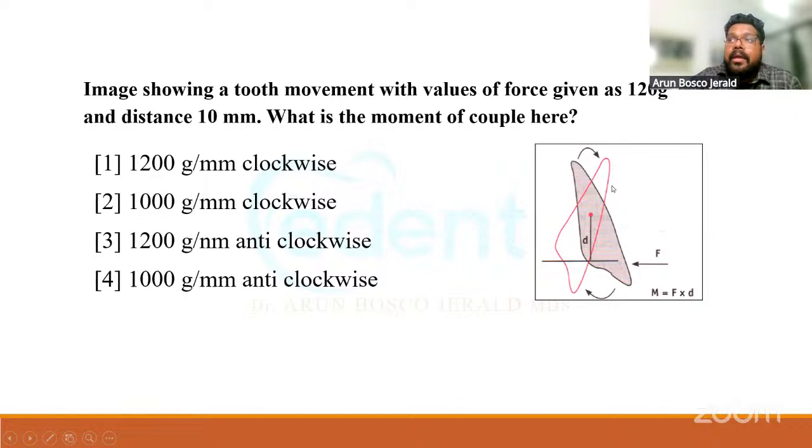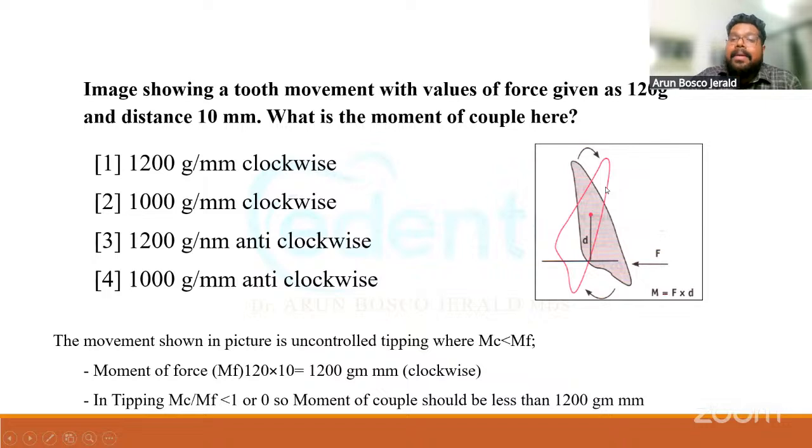For an uncontrolled tipping, the moment of couple should be less than the moment of force. So the value should be less than 1200 gram millimeters. So we have two options, option 2 and option 4, as 1000 gram millimeter. Now we have to identify what is the direction. You all know that the moment due to this force is in clockwise direction. So the counterbalancing moment will be in counterclockwise direction. So the correct answer is 1000 gram millimeter in counterclockwise direction.